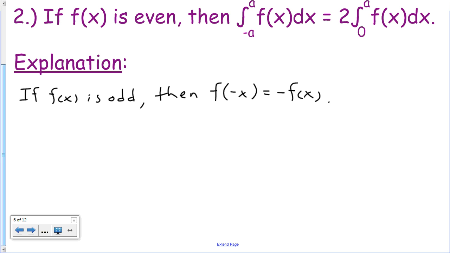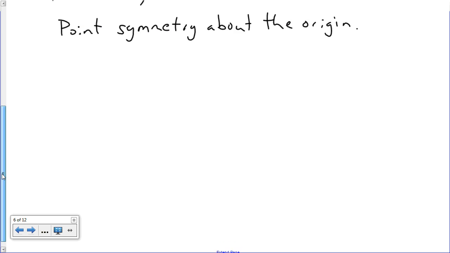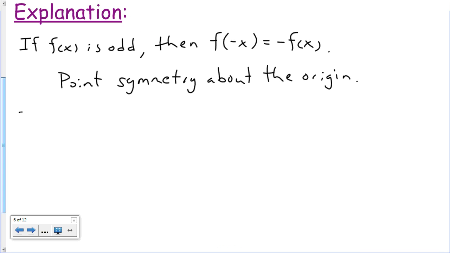Another way to look at that is this means that you have point symmetry about the origin. Remember, point symmetry means that it has a rotational symmetry of 180 degrees. So if you take your graph, spin it 180 degrees about the origin, and you end up with the same graph you started with, you got yourself an odd function. All right, let's take a look at even then. That might help refresh your memory now that you know what odd is, but let's still write this down.